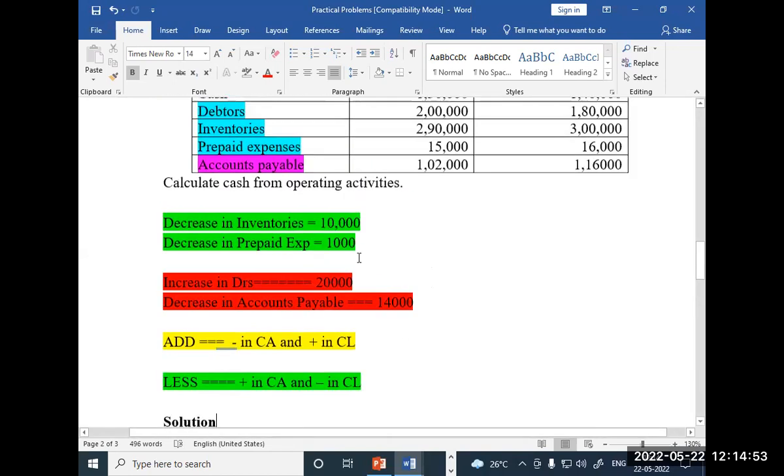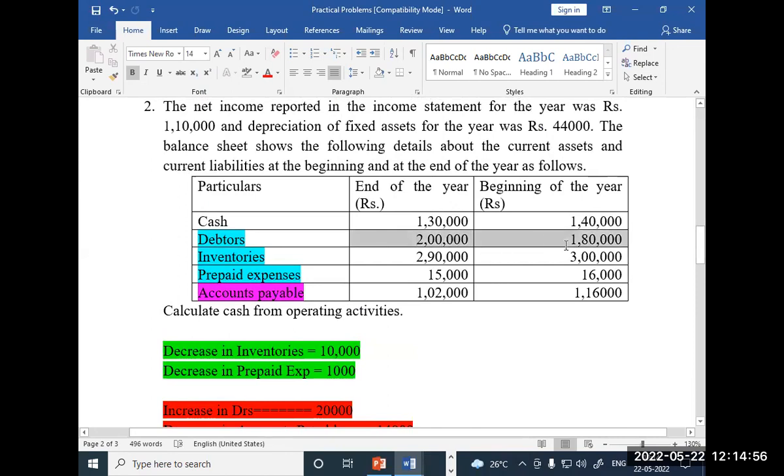Based on this logic, you now check it. Debtor is increased by 20,000. Inventory is reduced by 10,000. Prepaid expenses reduced by 1,000. Accounts payable is reduced. See, don't go by this order. Order means the first column and second column. You look at the words given there. The first amount column is talking about the end of the year. The second one is for the beginning. So you have to check accordingly.